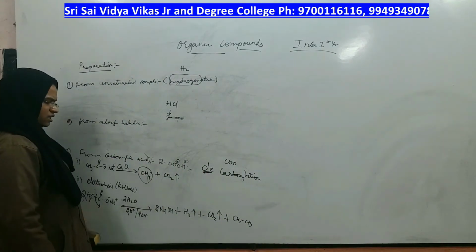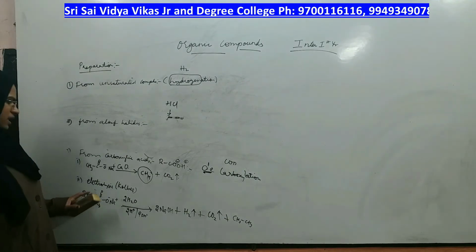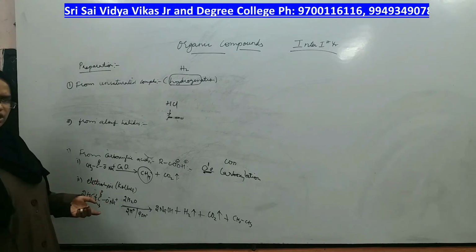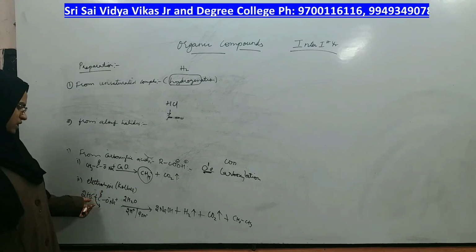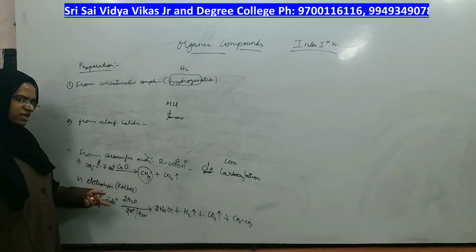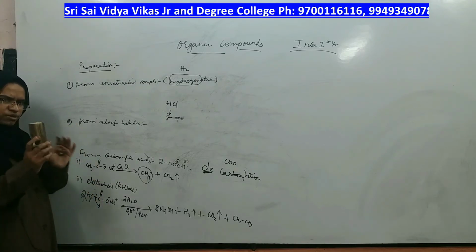If you are taking acetic acid, you are getting ethane, right? Higher alkanes you are getting by doing Kolb's electrolysis. It's not actually a higher alkane. In the carboxylic acid, how many carbons are present? That many carbons are found in the product also, but one carbon atom is removed as carbon dioxide, and you are simply joining.